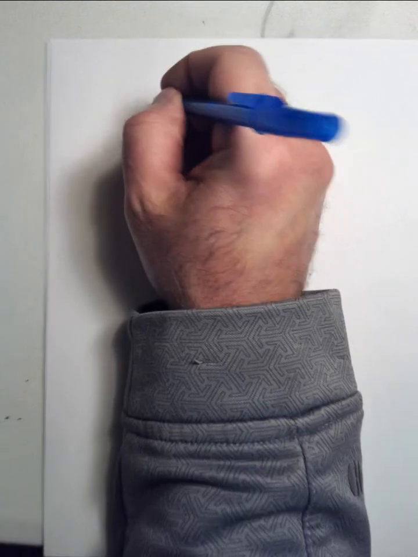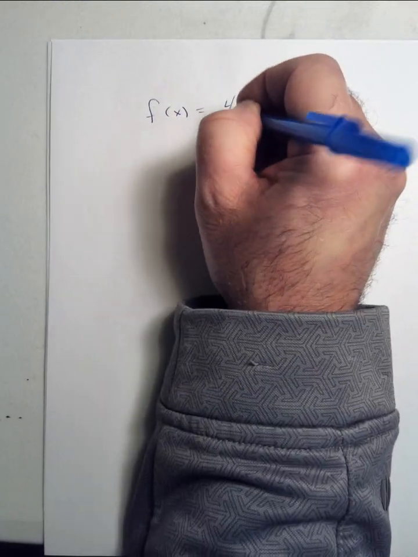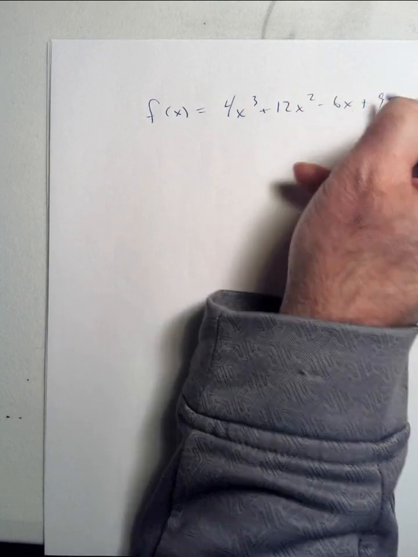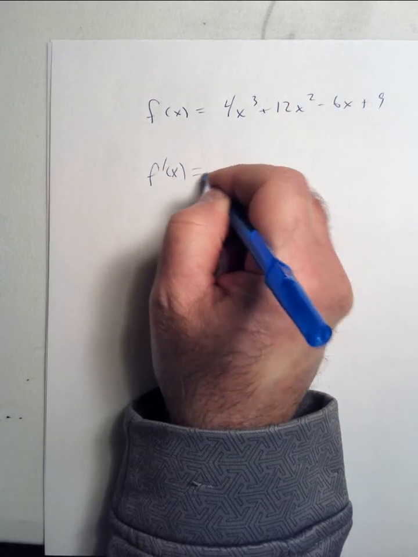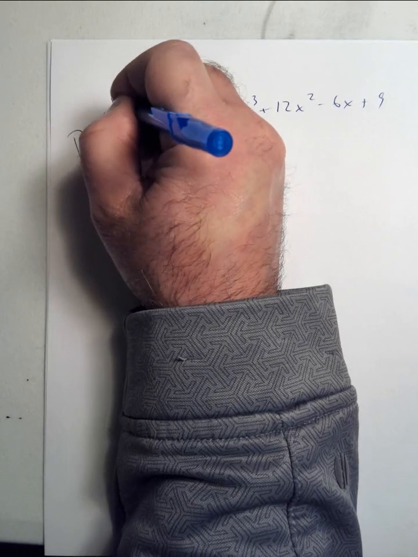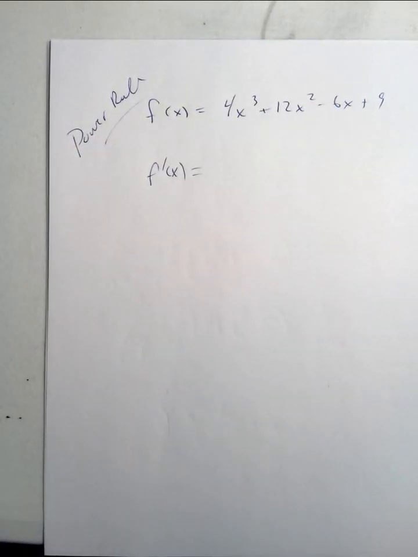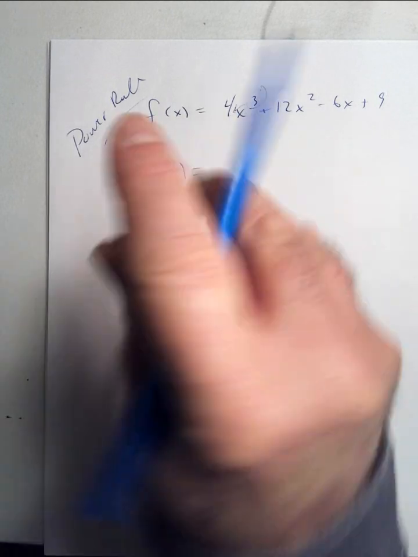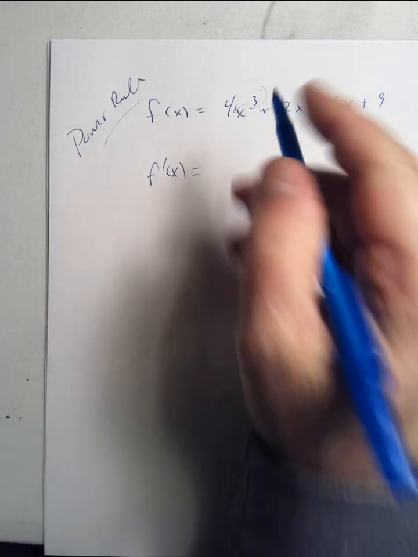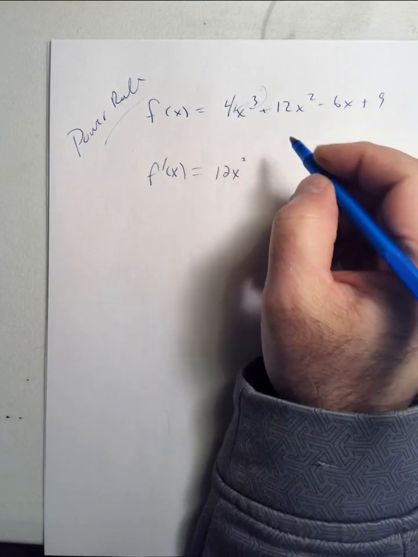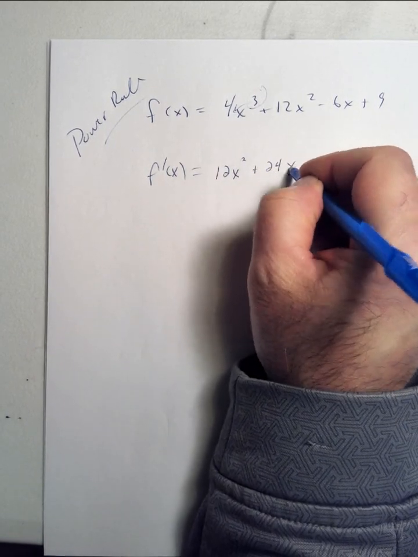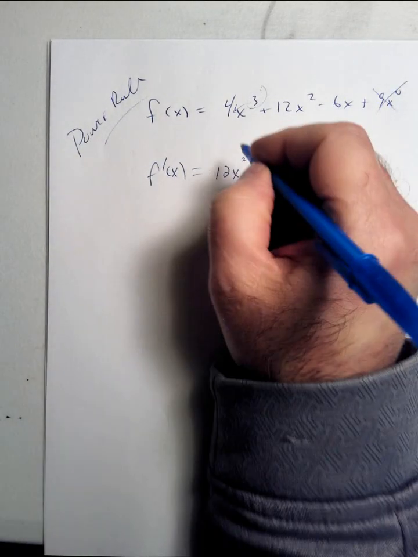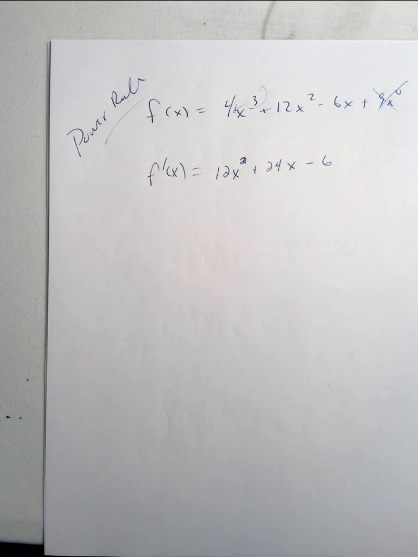So let's say my function is 4x cubed plus 12x squared minus 6x plus 9. The derivative using the power rule is to take the power times the coefficient and drop the power by 1. So this becomes 12x squared plus 24x minus 6. And remember, that constant's just gone. So this becomes the derivative.